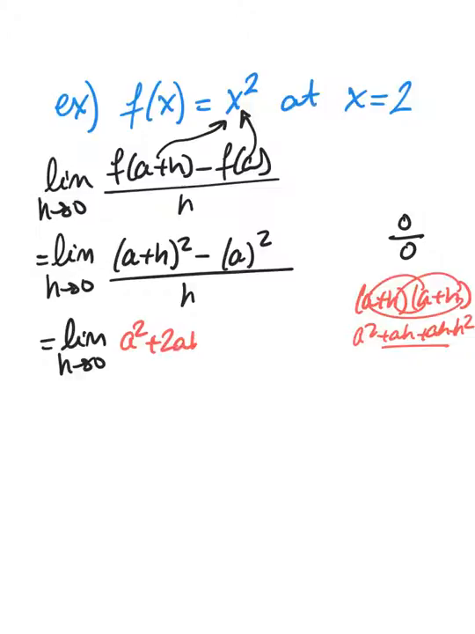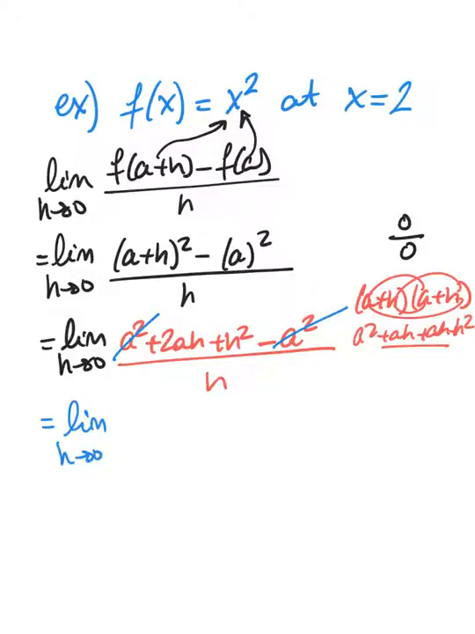So plus 2ah plus h^2 minus, now I'm on the right side, a^2 all over h. Now this is the fun part. This is where I get all geeky with algebra. You can start canceling things out. What can I cancel out? a^2 and a^2. What does everything still have in it is an h. So I can take an h out.